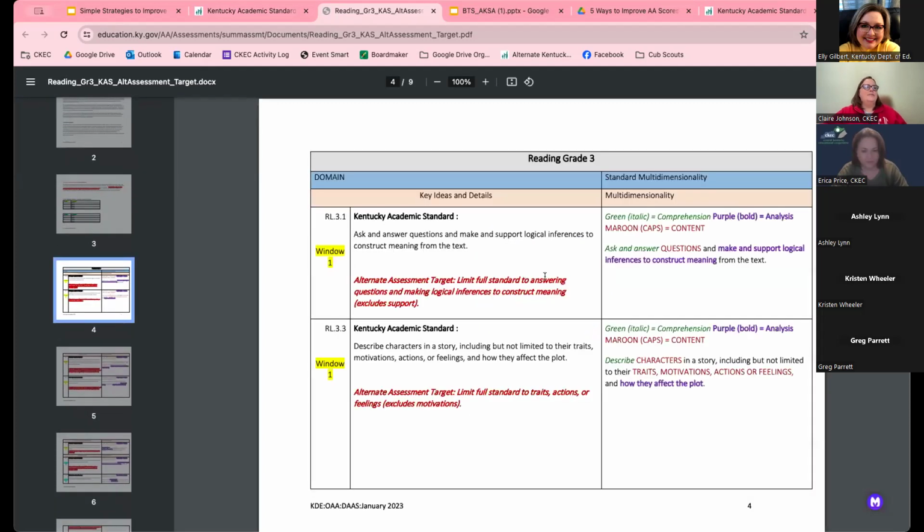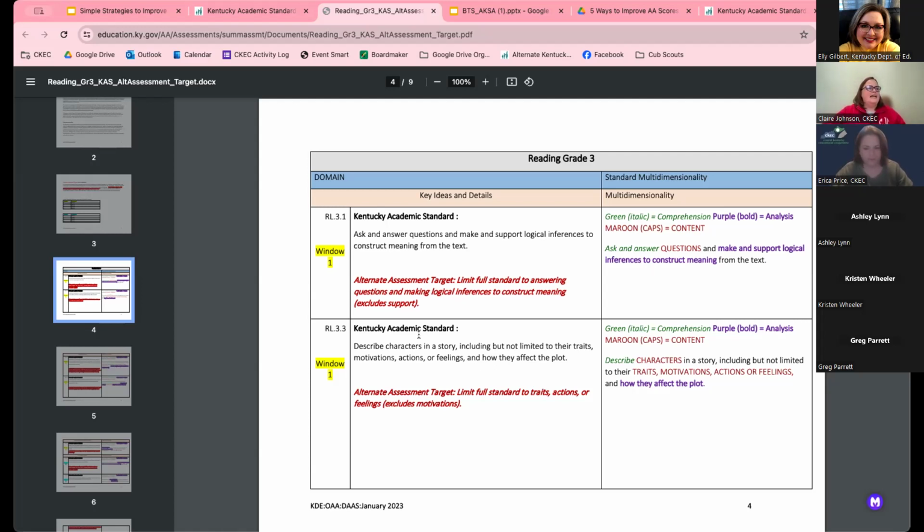And also, some good information in there about which window they're tested in. You can see over to the side. Window 1 is the beginning of the year, so that's before Christmas. And then they get a little explanation of whether their alternate assessment target includes the full target that all students are learning from in a regular education setting, or if there's a limit to it in some way. Sometimes targets for alternate assessment only include certain parts of the overall standard instead of the full thing.